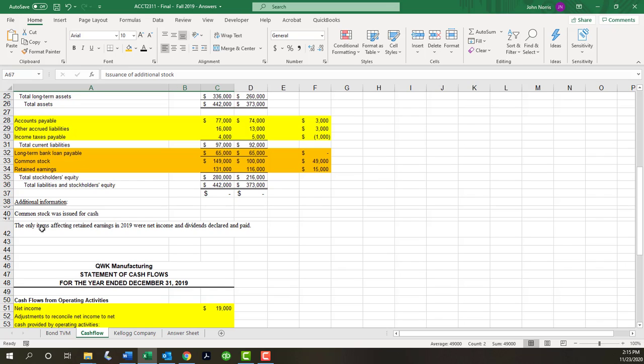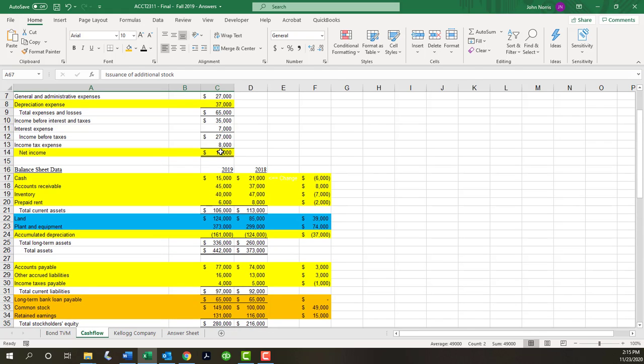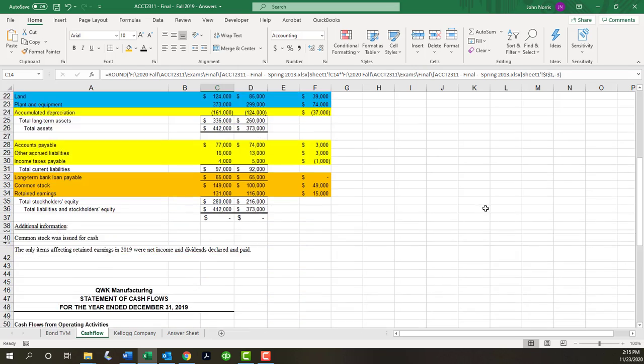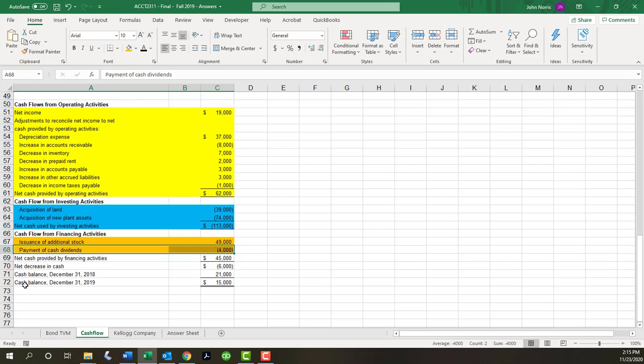And in the additional information, it said the only items affecting retained earnings were net income and dividends declared and paid. So if retained earnings went up 15,000, but net income was 19,000, the difference between those two is dividends. So cash payments of dividends, $4,000, which gives us net cash provided from financing activities, 45,000.